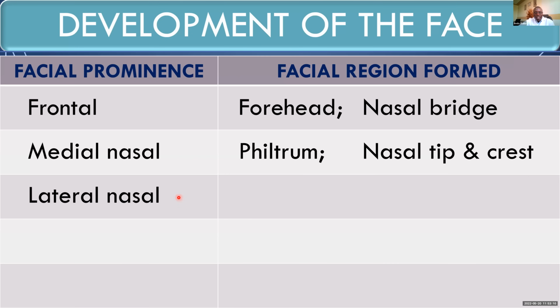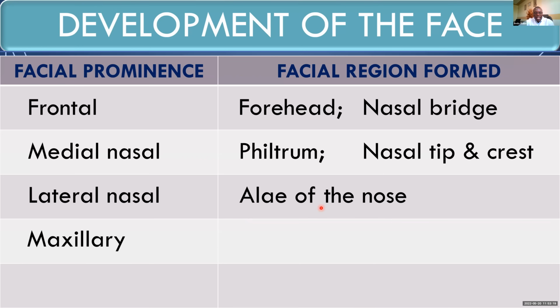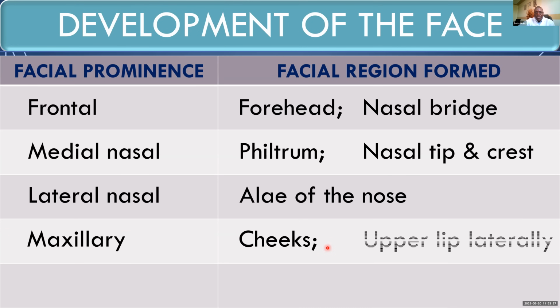The lateral nasal prominence forms the ala of the nose. So this lateral side of the nose comes from the lateral nasal prominence. Maxillary prominence forms the cheeks that we now have at this point. You can see that region. It also gives rise to the lateral parts of the upper lip. So the lateral part of the upper lip and the cheek come from the maxilla.